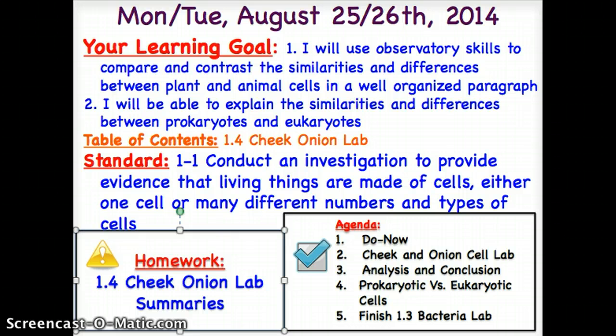Standard is 1-1, conduct an investigation to provide evidence that living things are made of cells, either one cell or many different numbers and types of cells. Our first learning goal with the group station definitely hits our standard as you investigate looking at these cell slides of a cheek cell versus onion cells. And you see that both animals and plants are in fact made out of cells. Let's jump into our notes.